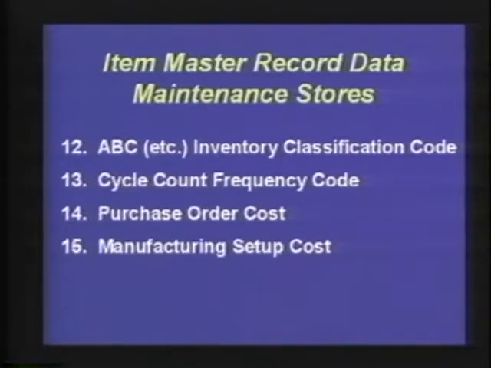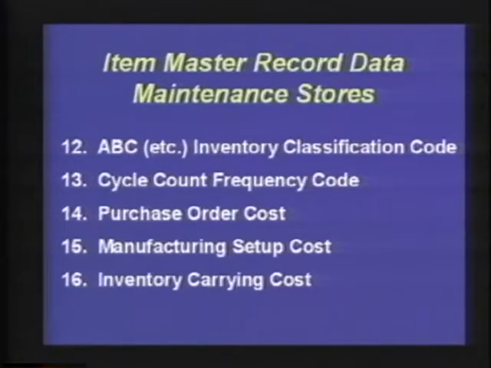The next item 15 is the manufacturing setup cost. If an item is purchased, we use the purchase order cost if we are going to calculate an EOQ. If we manufacture the part, we would use the setup cost, if we likewise are going to calculate an EOQ for manufactured items. 16 pertains to the inventory carrying cost, and again, that is provided to you by finance. And the last item on page 7 again pertains to the shelf life code.